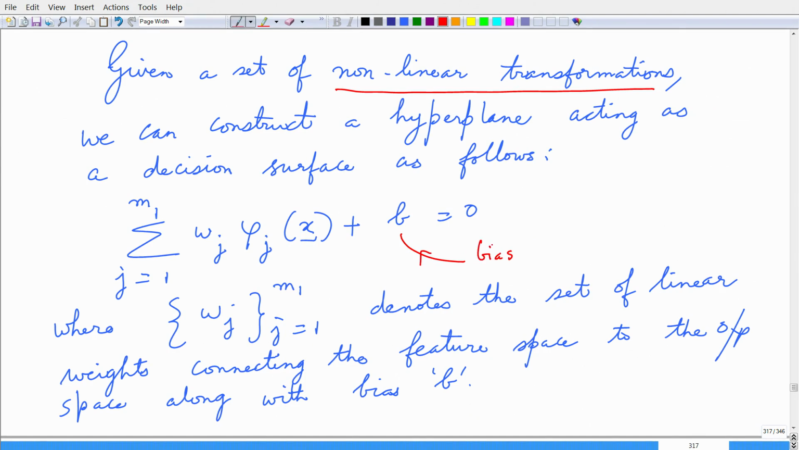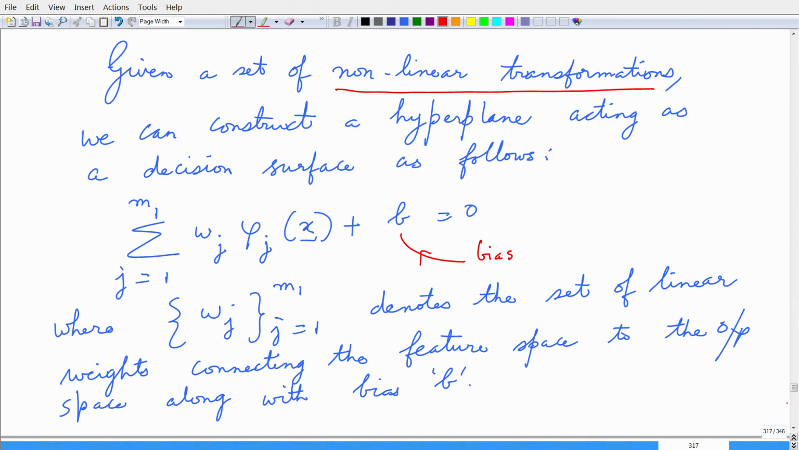and I have this weight vector wj comprising of components w1 so on till wm1. Now this is the equation of the hyperplane which has weights connecting the feature space to the output along with the bias b, like what we have done earlier when we discussed MLPs, etc.